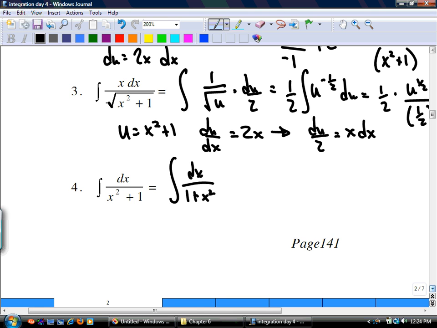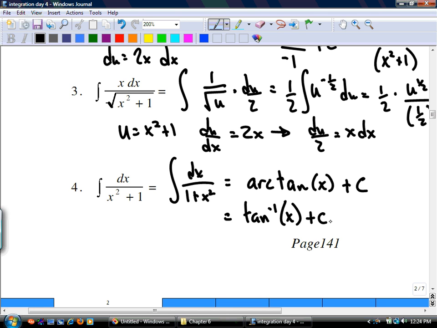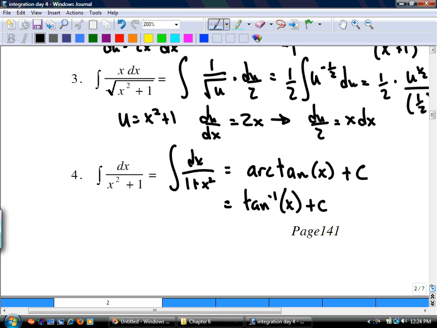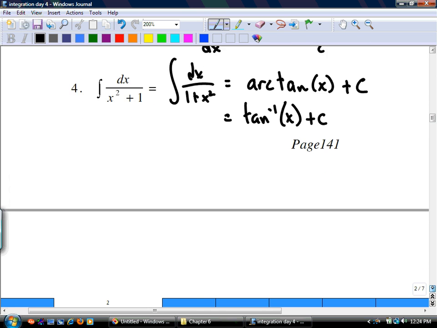Close. No. Arctan. The antiderivative of the derivative of arctan. Now, depending on the textbook you use, you'll see it like that as well. You just have to recognize the pattern.